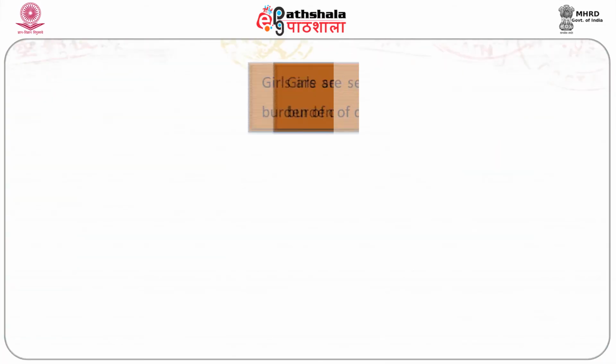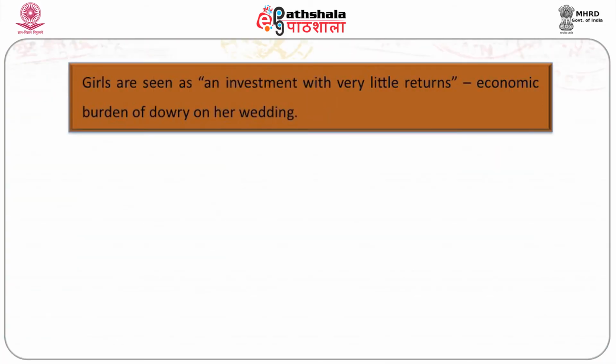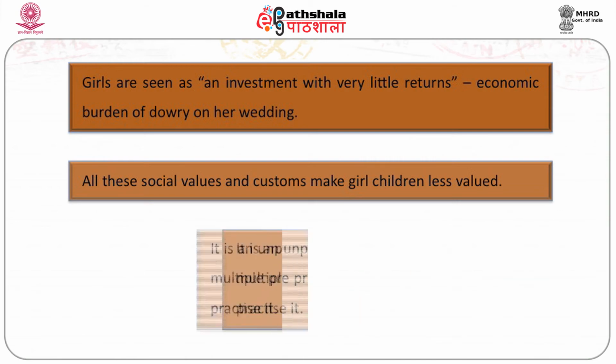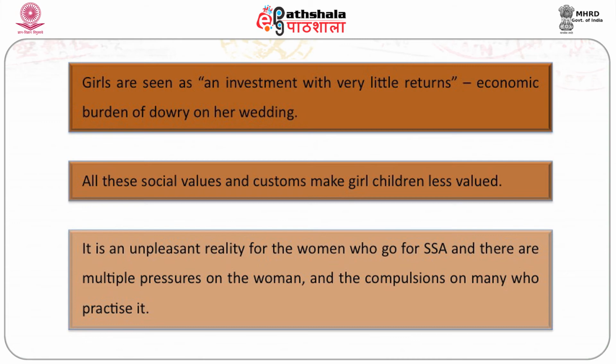Unfortunately, girls are seen as an investment with very little returns. They are considered to be an economic burden because of the dowry. All these social values and customs make the girl child less valued, less preferred. It is an unpleasant reality for the women who go for SSA, that is sex selective abortions. There are multiple pressures on the woman and compulsions on many who practice it.